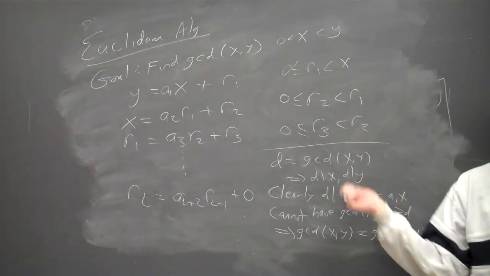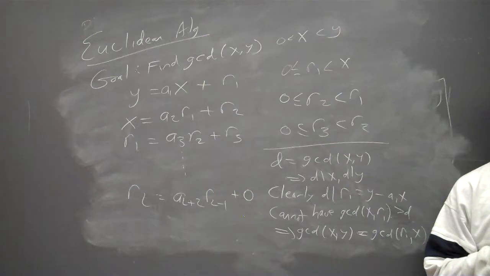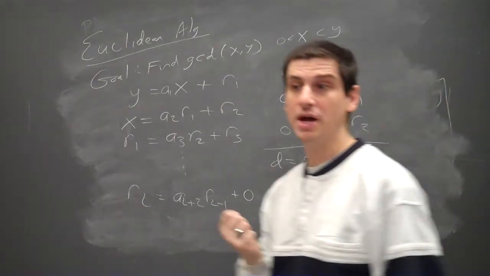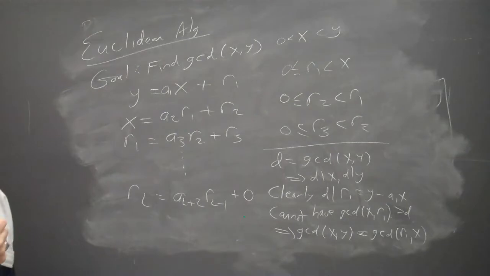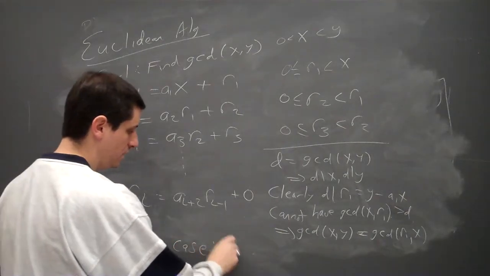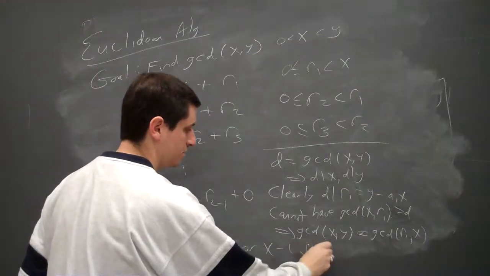How long could this algorithm take to run? Worst case scenario, how many steps? The max of x and y? Well, if x is 1... Oh, no. Actually, the worst case is if x is 1 less than y. It's going to take basically x or x minus 1 steps.